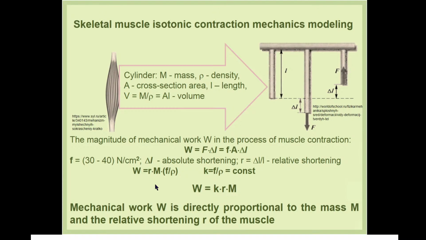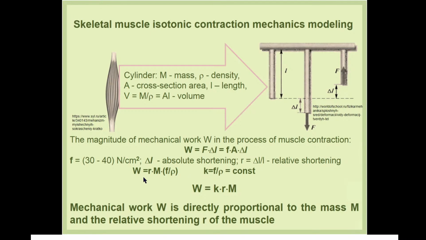After that, look, what is the displacement in this case? It is just the absolute shortening of the skeletal muscle. It is the change of its length. It is the difference between the initial length and the final length. And one more thing we need is the relative shortening. It is the ratio of the absolute shortening and the initial length.